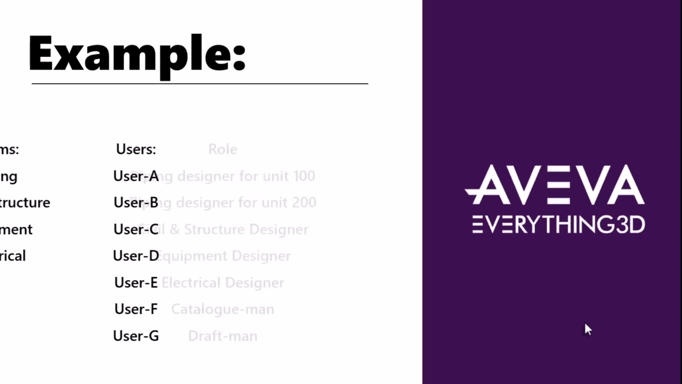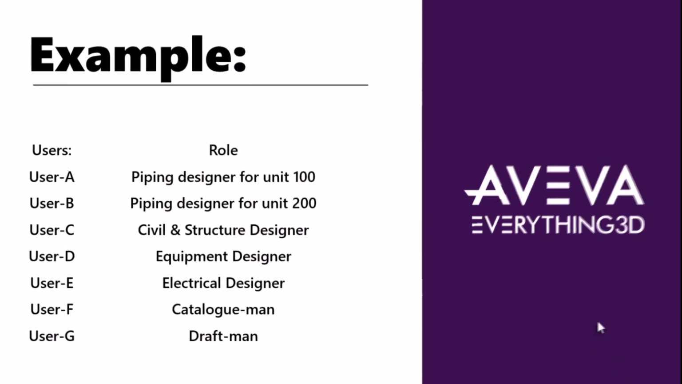And these are the roles of these users. For example, user A is responsible for the piping of Unit 100, and user C is going to work on the design of the civil and structure of the project. User F is catalog man, and user G is the draft man of the project. And we will also add a view user, which can only see the model and cannot make any changes on the project.